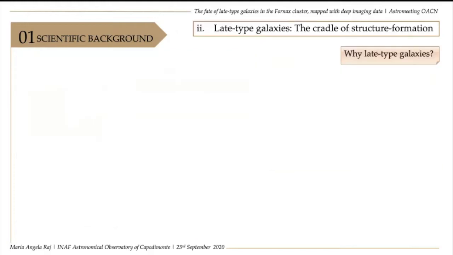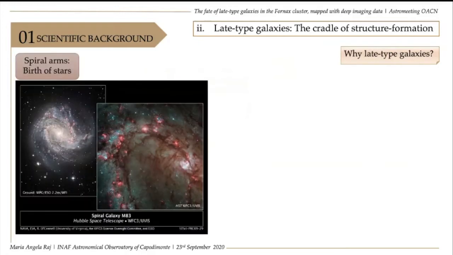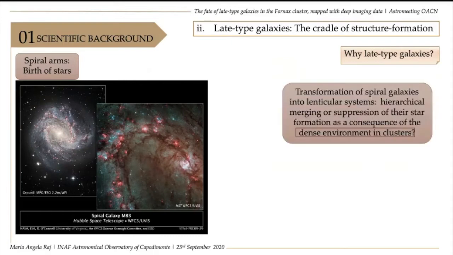The question is, why late-type galaxies? First of all, the spiral arms of these galaxies are the birthplace of stars. I like to call them the cradle of structure formation because of the presence of bars, thick and boxy disks. Additionally, the transformation of these galaxies into lenticular systems is still a debate, whether it's through hierarchical merging, or a suppression of their star formation as a consequence of the dense environment in clusters.